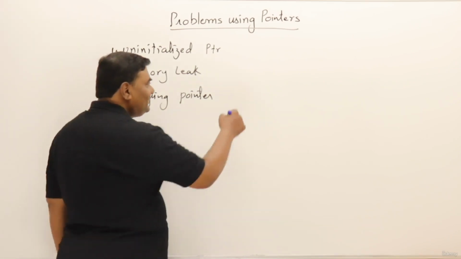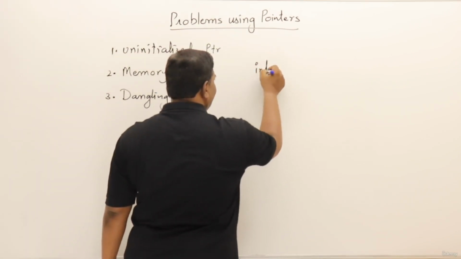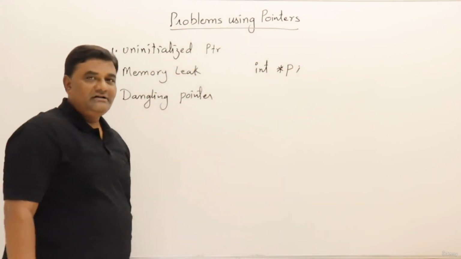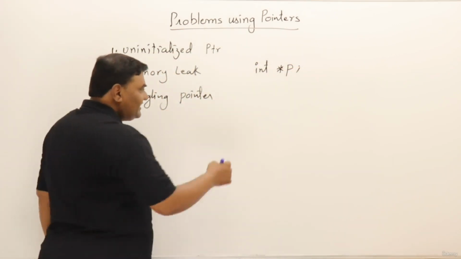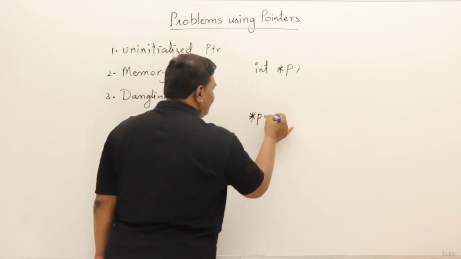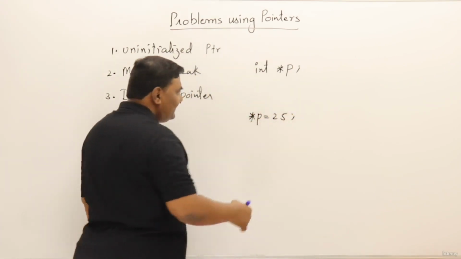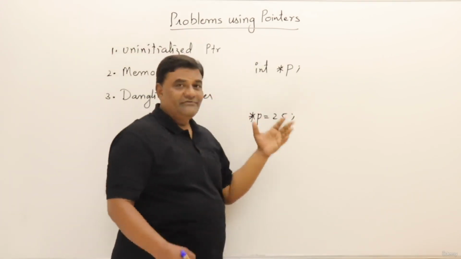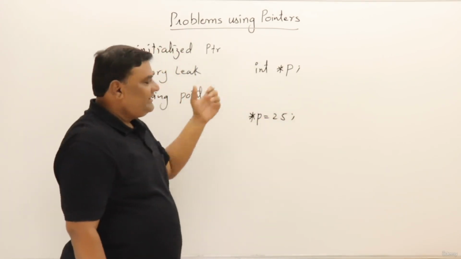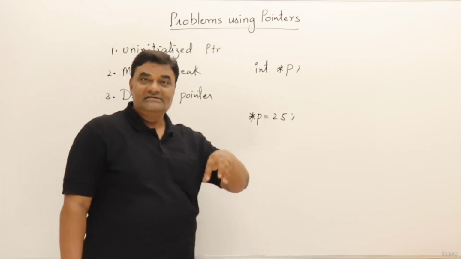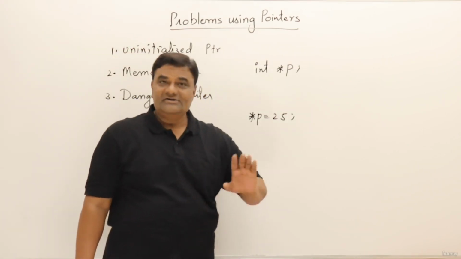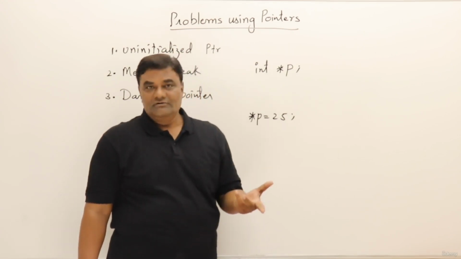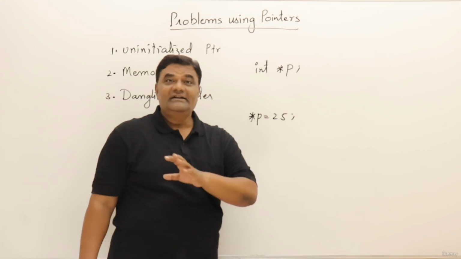Uninitialized pointer. If you have declared any type of pointer, let me take integer only, then I should not use that pointer unless I have initialized it. Suppose I am saying star p assign some value 25. This means that I want to store the value 25 wherever the pointer is pointing. But the question here is where the pointer is pointing. It is not pointing anywhere, I have just declared it. Then what is the address in that one? Some default garbage address may be there, some random address that may or may not belong to our program. So it is an invalid address.